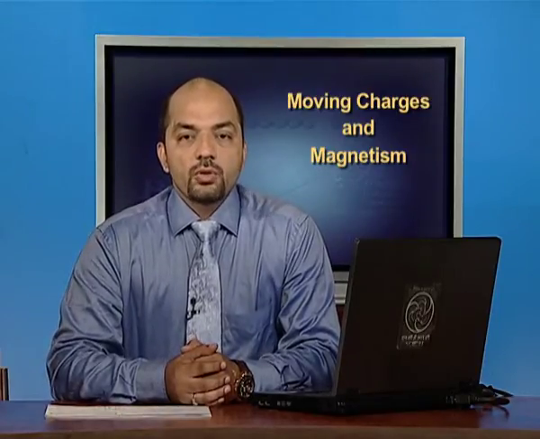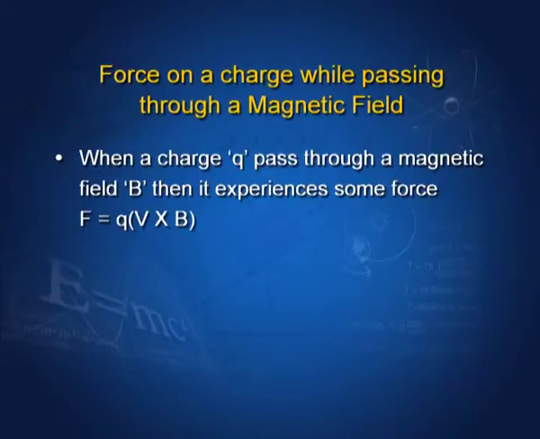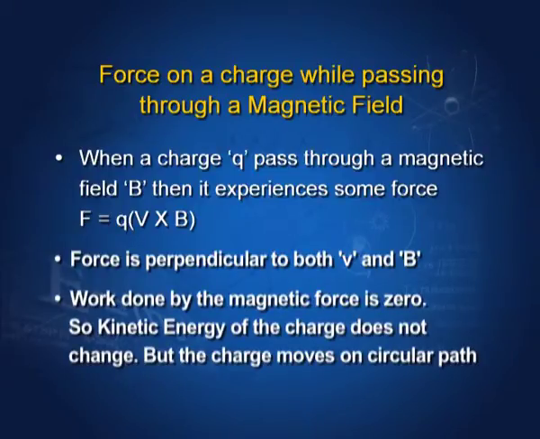Let us begin with the force on a charged particle while passing through the magnetic field. When a charged particle Q passes through a magnetic field B, then it experiences some force F equals Q into V cross B. This force is perpendicular to both the velocity V and the magnetic field B. So, we can say the work done by the magnetic force will be 0. As the work done is 0, by the work energy theorem, the kinetic energy of the charged particle does not change.